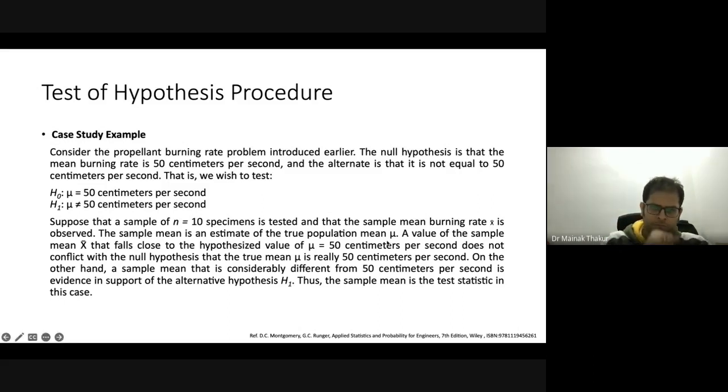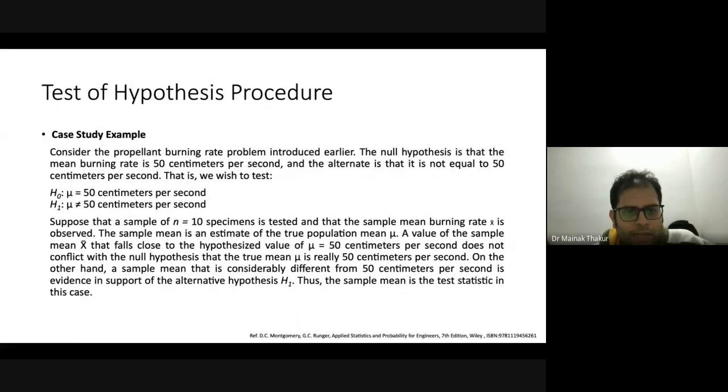So we can intuitively say that a value of the sample mean x bar that falls close to the hypothesized value of mu equals 50 centimeters per second does not conflict with the null hypothesis, right? So if your sample mean is around 50, how far around that will be decided later, but let's say it's consistent, close to 50, then it is consistent with the null hypothesis. So we will not reject the null hypothesis.